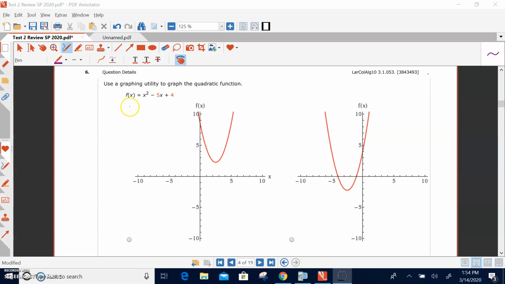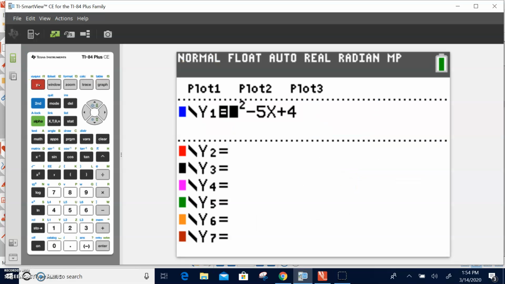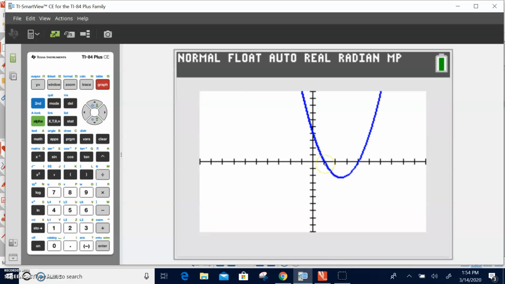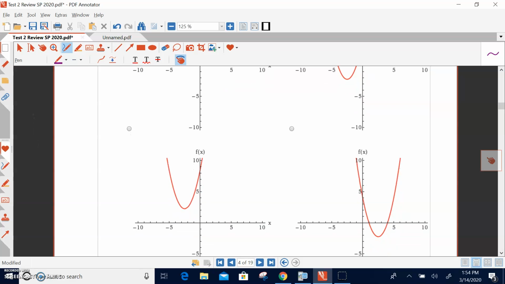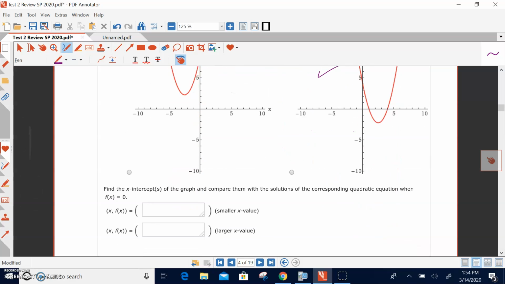Okay, so this next question asks us to use our graphing utility to graph the quadratic function. So go to your calculator, type in y equals x squared minus 5x plus 4, and let's check that graph out. It looks like this. It looks like it's crossing at +1 and +4. So let's take a look at our options. +1, +4, that looks like our graph. So very easily done using our graphing calculator.